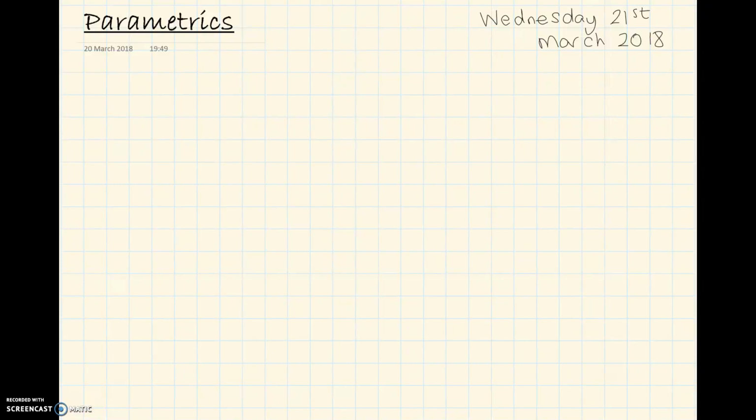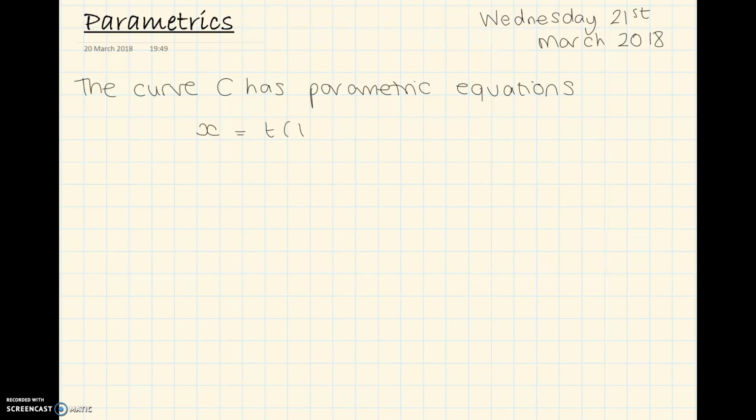Okay, we're going to look at some of this integration with parametrics. So for our example, the curve C has parametric equation x equals t times 1 plus t and y equals 1 divided by 1 plus t, where t is bigger than or equal to 0. A parametric, if you remember, is when x and y are both described in terms of other variables. x and y are both described in terms of t.